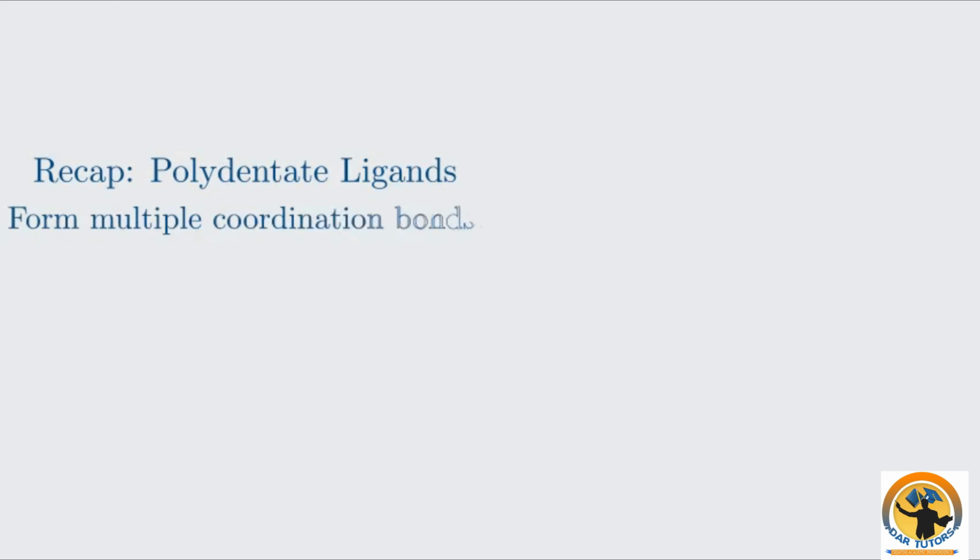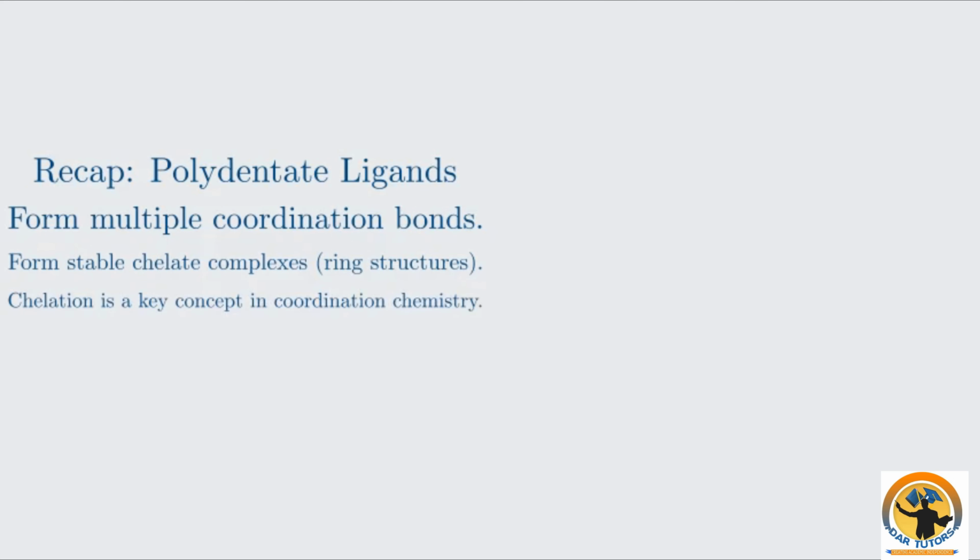For example, when EDTA binds to a copper-2 ion, it wraps around the metal, forming 6 bonds. This hexadentate chelate, [Cu(EDTA)]2-, is far more stable than a complex with monodentate ligands like water. To recap, we have seen that polydentate ligands, or chelating agents, can form multiple coordination bonds, leading to the formation of stable chelate complexes. This ring-forming behavior, or chelation, is a key concept in coordination chemistry.